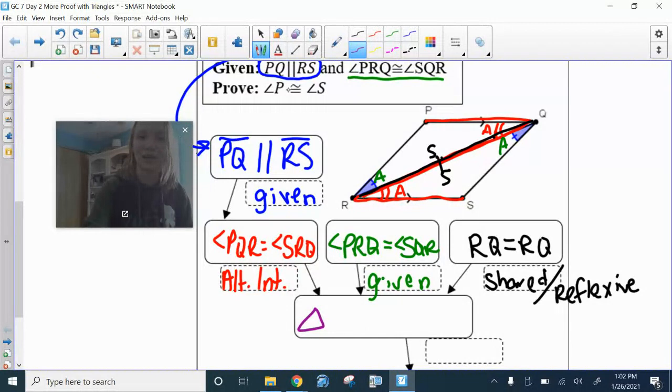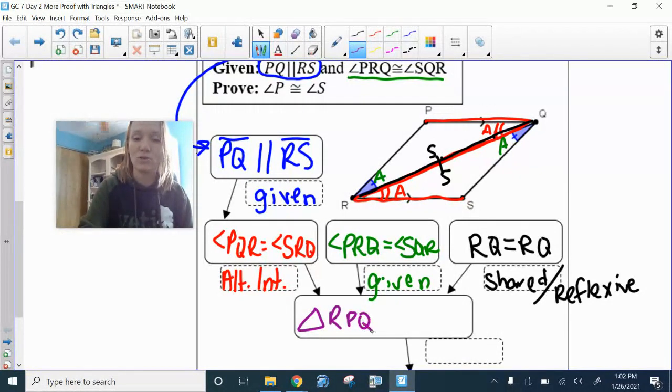It doesn't say triangle PQR or anything like that. We have to say it. So if we wanted to, I'm going to go with RPQ. Why not? RPQ is congruent to triangle R starts at the bottom left corner.